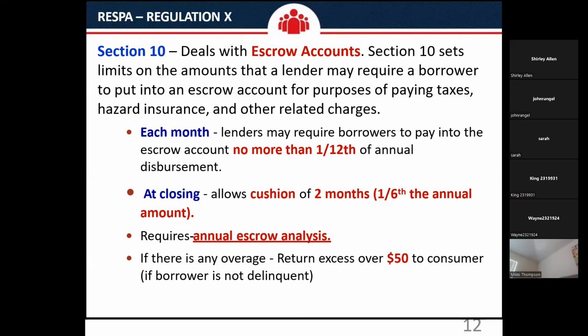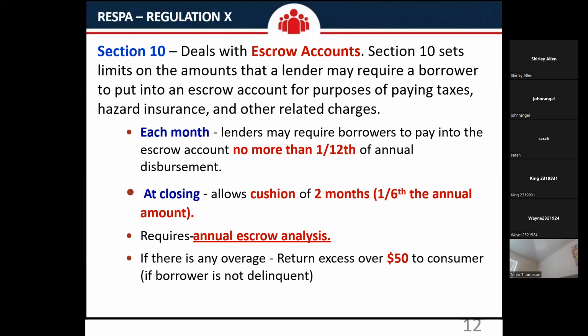In some instances, the lenders will allow you to put in an additional 2 months into the escrow, just in case something happens during the year. And they call that a cushion. That is the actual terminology on the exam. They will ask you, what is a RESPA cushion? You need to know that's 2 months of escrow payments that the lenders may allow the borrowers to put into escrow. It is also referred to as 1/6 the annual amount.